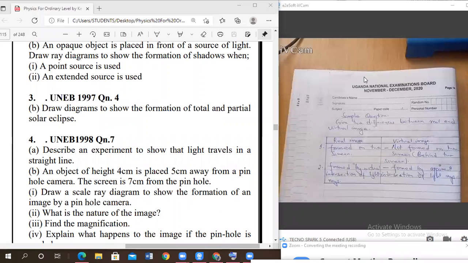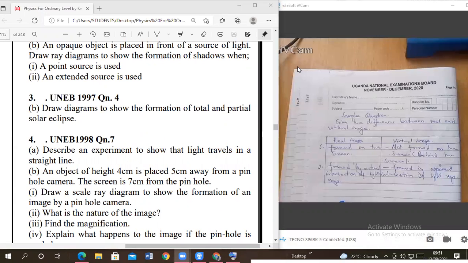Yes, please. A real image is only formed on the screen? Maybe on the screen, but is the pinhole camera the only thing that produces a real image? No, there are very many. We shall look at them. What is important here is that as long as the image formed is on the screen and is formed due to the actual intersection of light rays, we call it a real image. But the one which is not formed on the screen or is not formed by the actual intersection of light rays, we call a virtual image. Are you together?